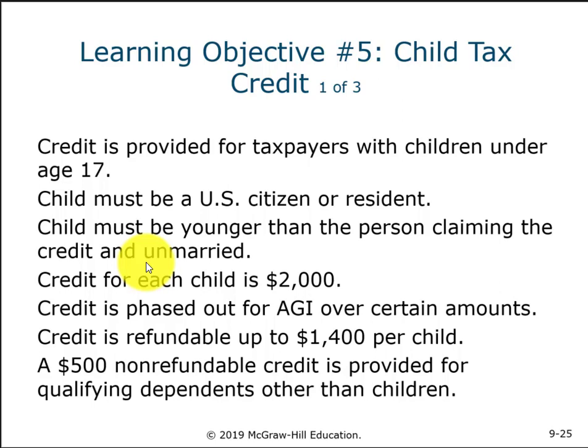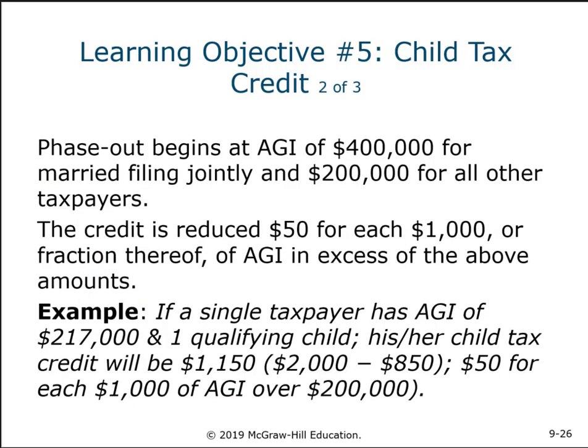The child must be a U.S. resident or citizen, has to be younger, and unmarried. It's $2,000 per child. You can see that is a significant amount of tax liability that can be reduced. If you have $4,000 of tax liability because of your income, and you have 2 children that qualify, and you're not phased out, that's going to wipe out your tax liability. It's refundable up to $1,400. The phase out is very high, as you'll see in the next slide.